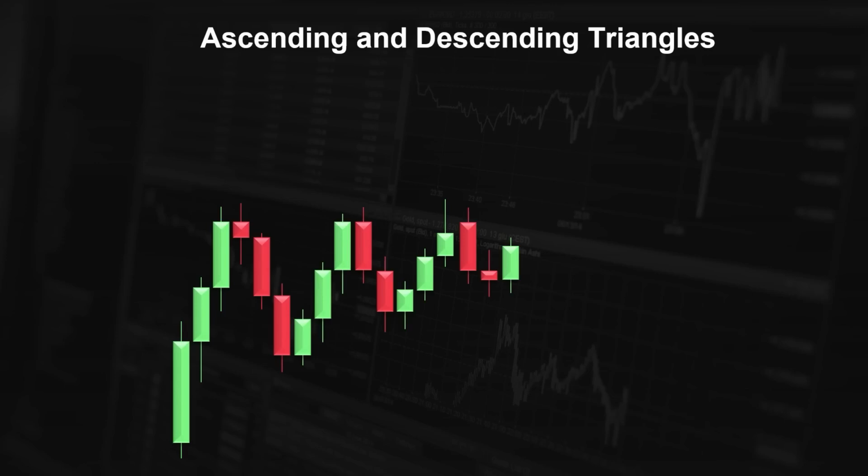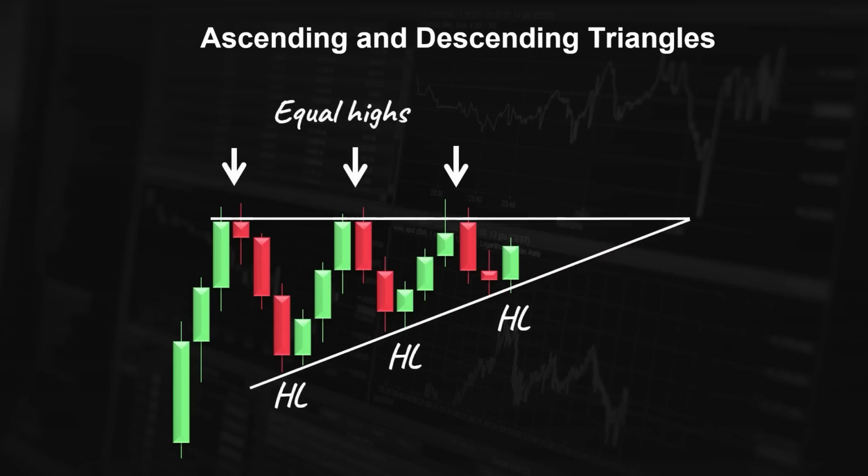The ascending triangle goes like this. We have multiple rejections from a resistance area, but looking to the downside, we can draw a specific bullish trend line that also rejects the price to the upside. In other words, the market creates multiple higher lows while we have only equal highs.